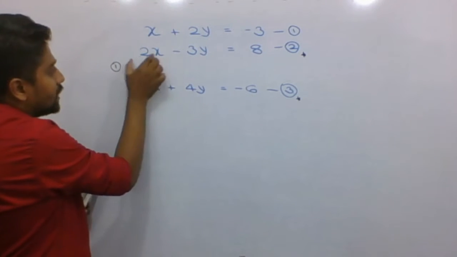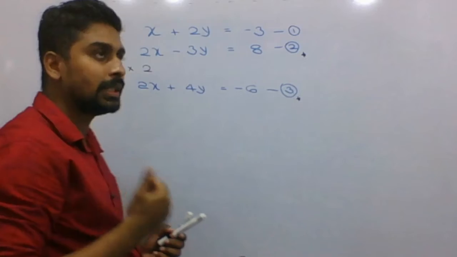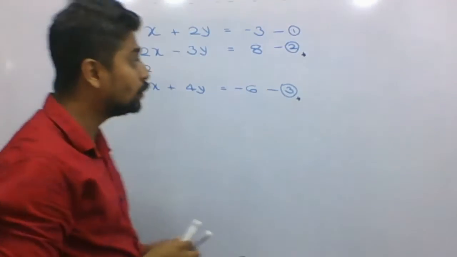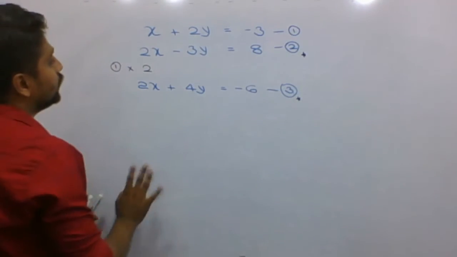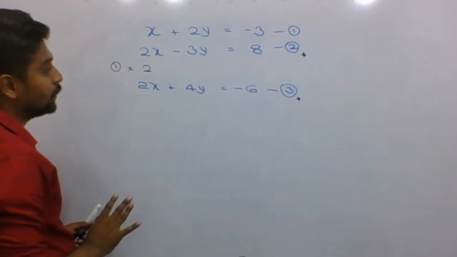Then now check. Here this coefficient is 2. Now I know that I can remove x. So to remove this one, what am I going to do? I am going to do the subtraction. Right? I am going to do subtraction.